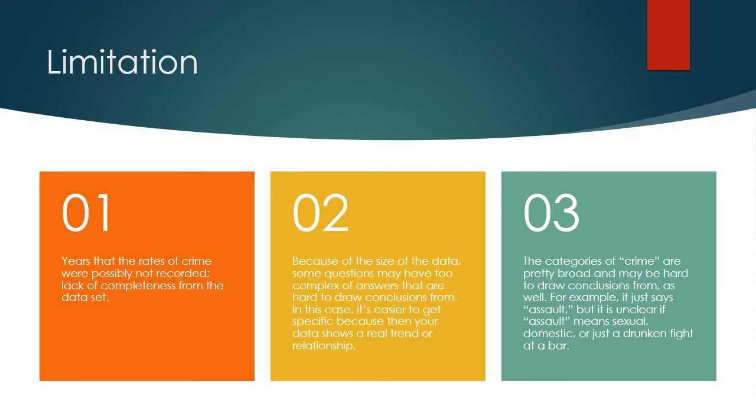For example, one part of the data just says assault, but it is unclear if assault means sexual, domestic, or just a drunken fight at the bar. Now, we have gone over the limitations that the dataset may have, and let's get into the structure of the dataset.